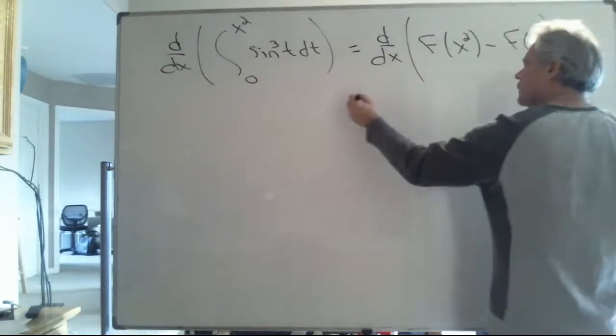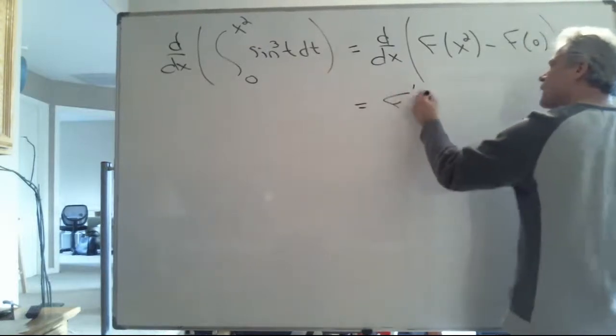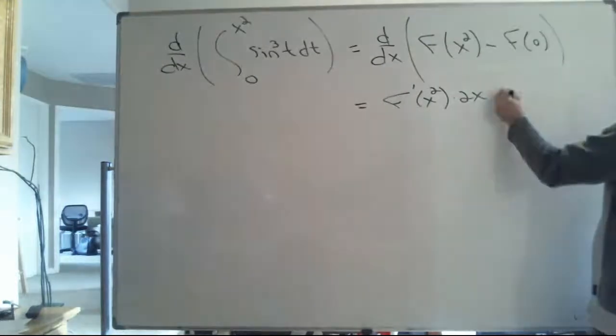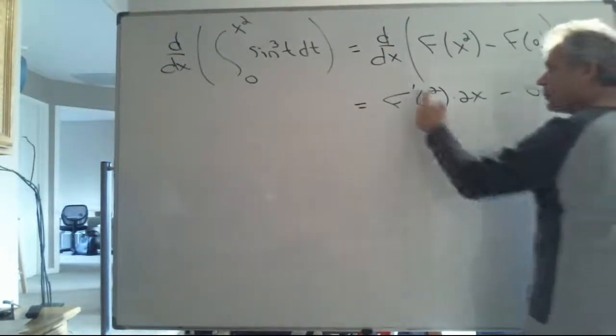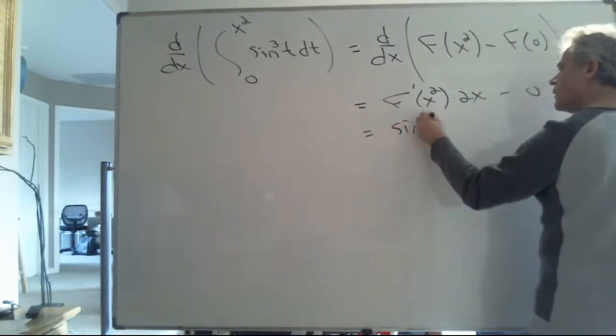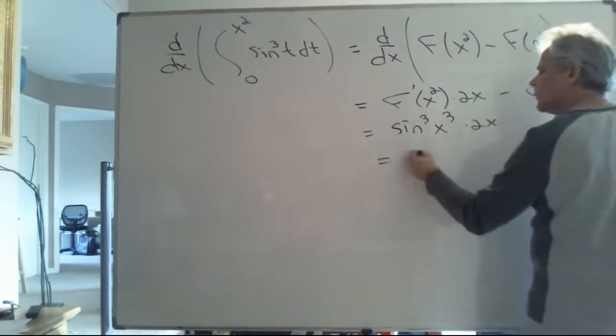But now when I come in to differentiate, I get big F prime evaluated at x squared, but the chain rule says multiply by 2x. Over here, to differentiate a constant gives me that. But remember, F is an antiderivative for the sine cubed function. So I'll just call it what it is. Or does that look better this way?